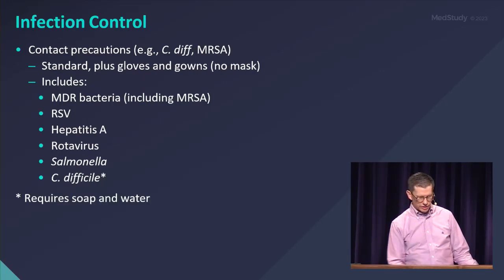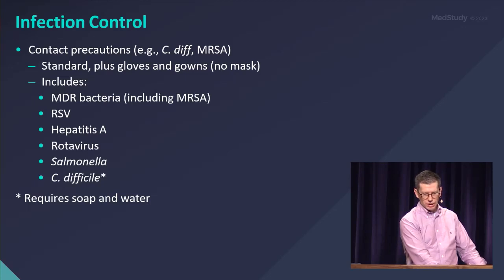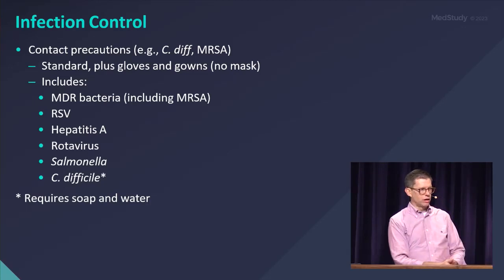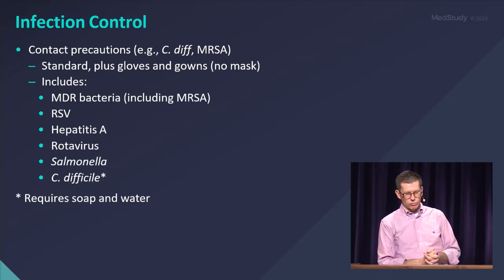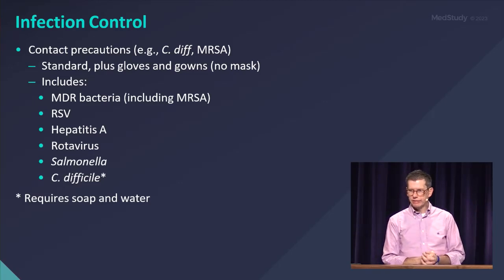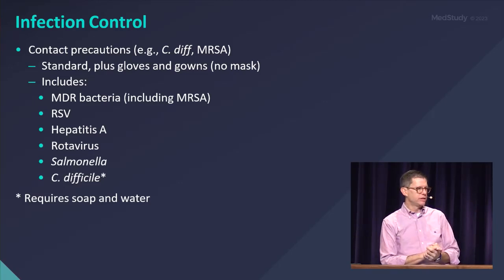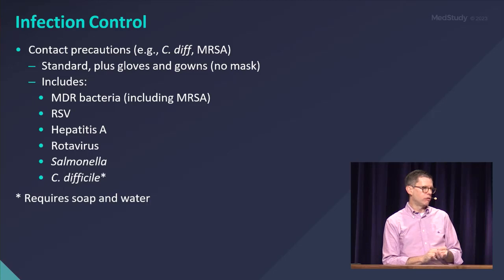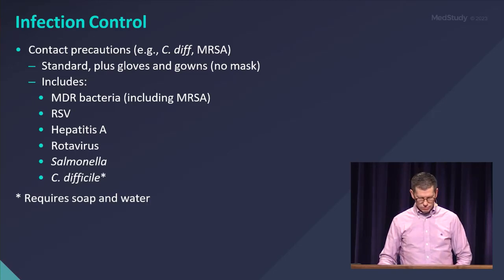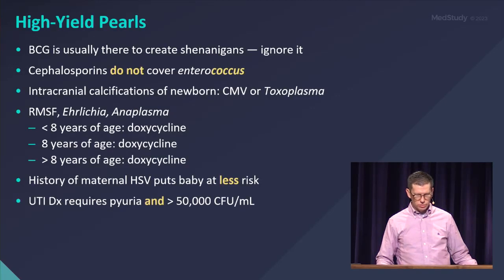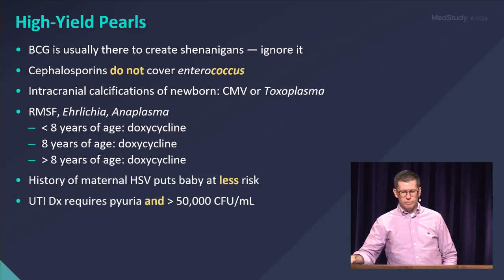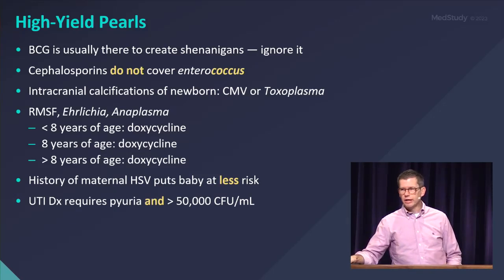And then contact precautions. These are things we think about with skin and soft tissue infections. This is standard plus you wear gloves and gowns, but you do not need to wear a mask. This is MRSA, RSV, Rota, Salmonella, and C. diff. Just remember that with C. diff, we can't use a routine alcohol foam or gel. We need to wash our hands with soap and water because the alcohol does not kill the C. diff spores.